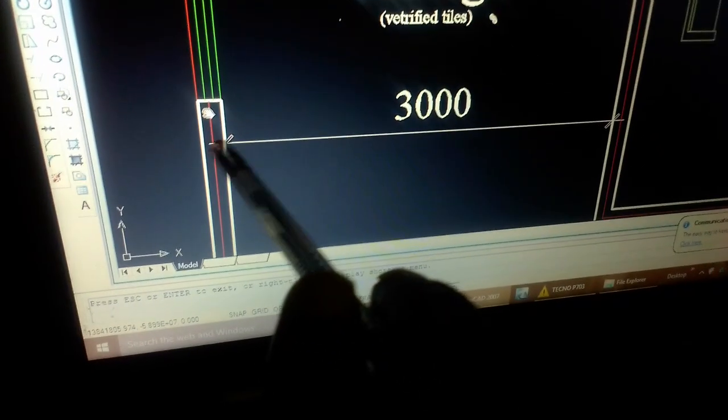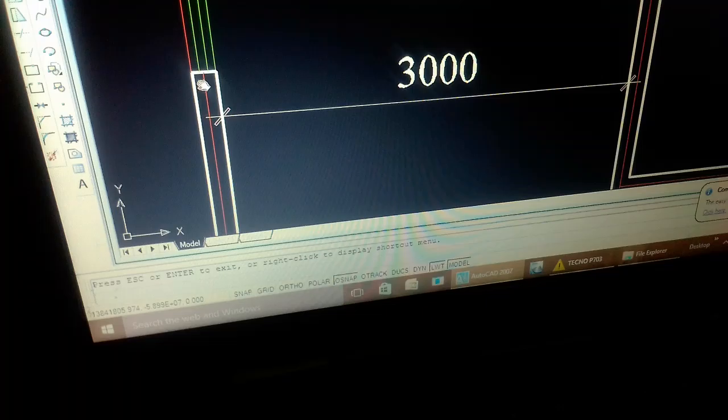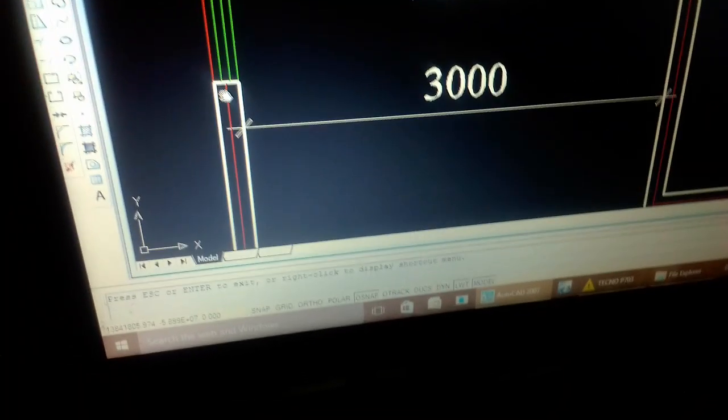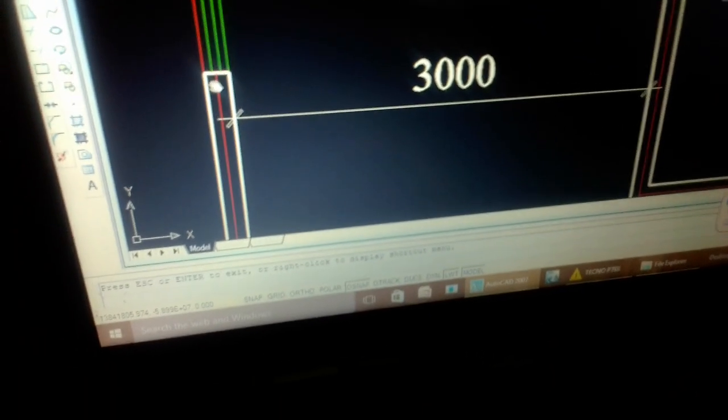You make use of your rule and take measurement of this very space. You measure from this point where the dimension line is. You measure it with the use of your scale rule, from this point to this point, on the hard copy. That's the paper, the printed copy. So you take measurements from this point to this point.